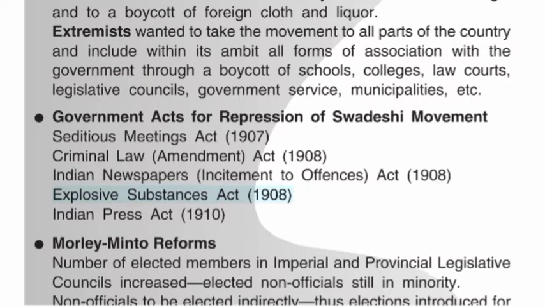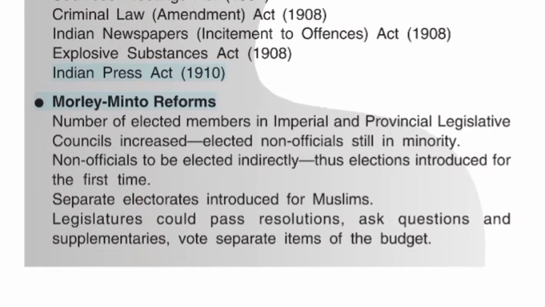Morley-Minto Reforms. The number of elected members in imperial and provincial legislative councils increased, though elected non-officials were still in a minority. Non-officials were to be elected indirectly, thus elections were introduced for the first time. Separate electorates were introduced for Muslims. Legislatures could pass resolutions, ask questions and supplementaries, and vote on separate items of the budget.